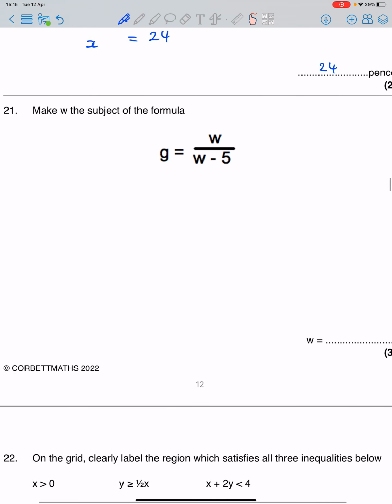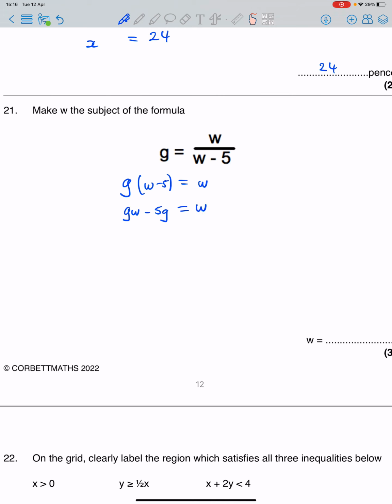Next question, we want to make W the subject of this formula. So this is quite nice. We just multiply both sides by W minus 5, a bit like cross multiplication again. We don't like to work with fractions typically, so where we can avoid them, let's do that. So we have G multiplied by W minus 5, and that is equal to W. Expand the left-hand side, we get GW minus 5G, and that is equal to W.